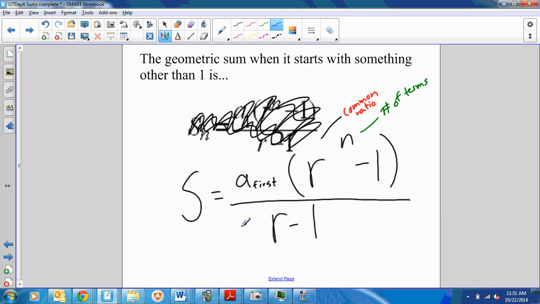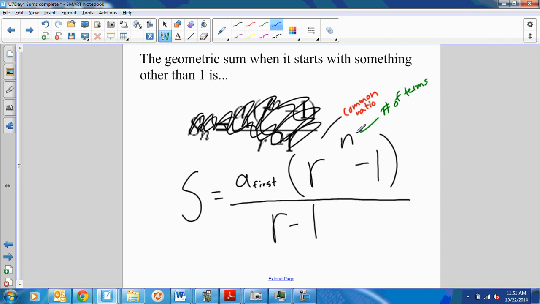The geometric sum equation is as follows. The sum is S sub n. The initial value goes out first, and then inside these parentheses is r to the n, all minus 1, all over r minus 1. So that r, again, is that common ratio. It's what you multiply by each step to get to the next term. N is still the number of terms that you're adding up.